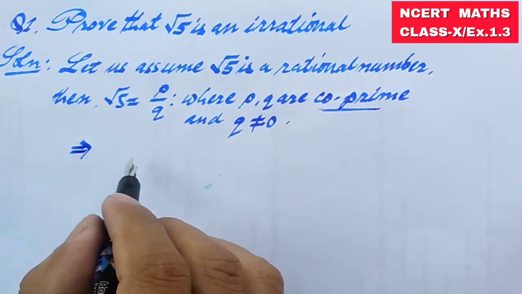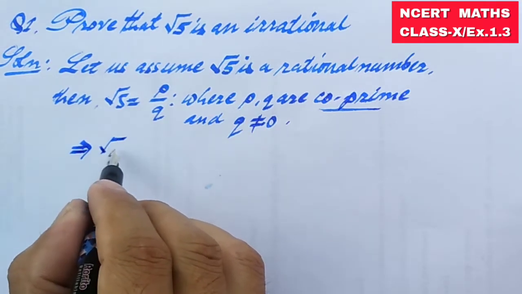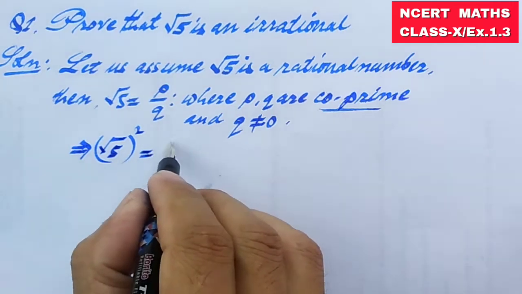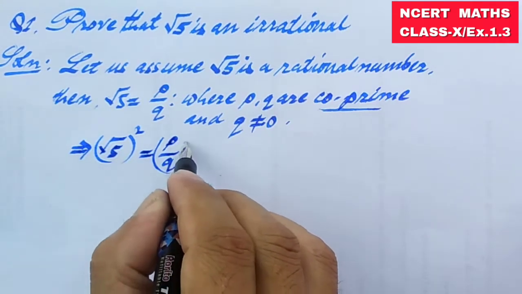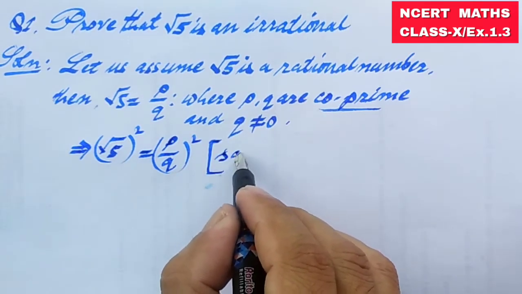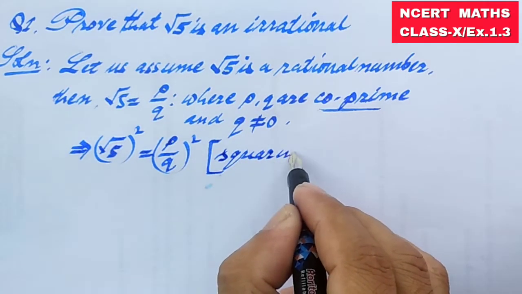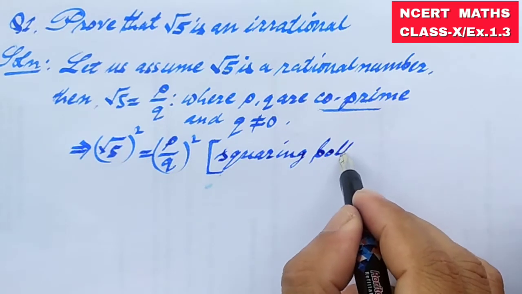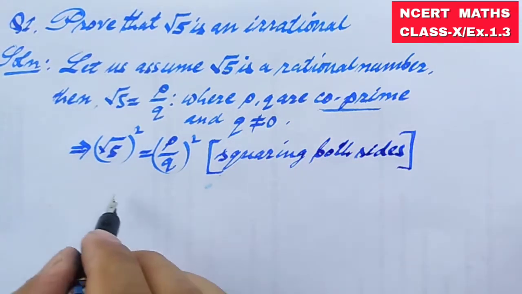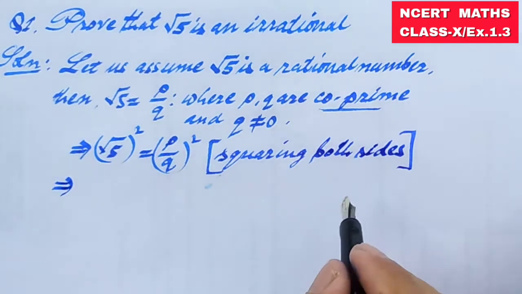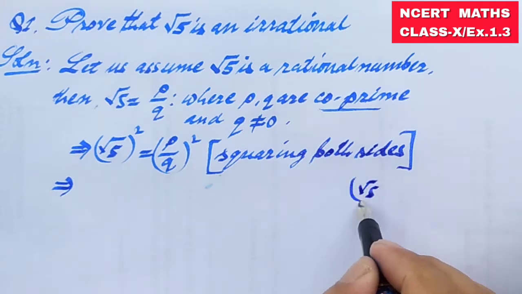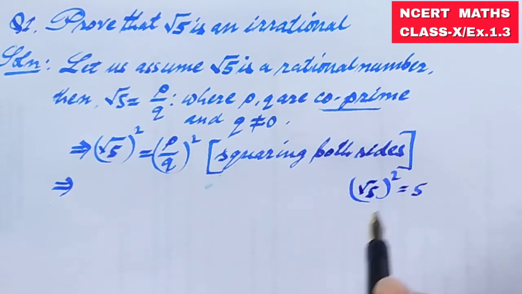So let us come to the format. Let us write root 5 whole square equal to p by q whole square. That means we are squaring both sides. So for your understanding, let me write here: squaring both sides. Then this implies root 5 whole square, which is equal to 5.